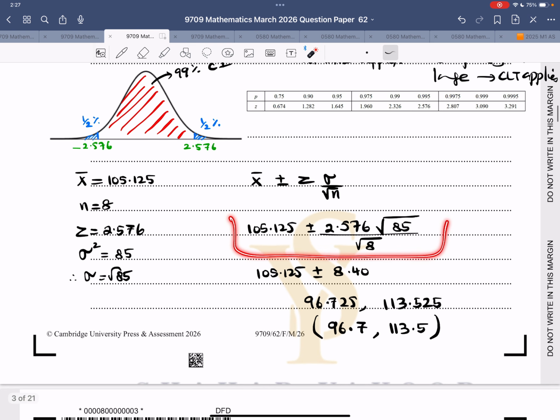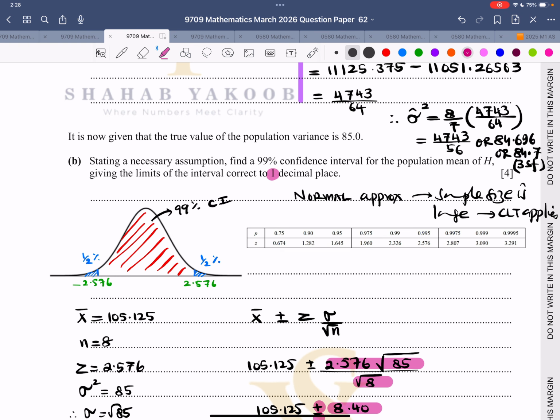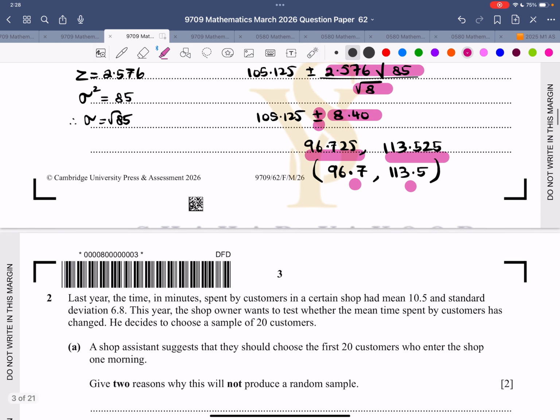First of all, write everything down. Then show this working. So let me highlight this, show this working, and that is this much. And once we add, once we subtract, these are the unrounded values and the final rounded values correct to 1 dp. That thing is done.